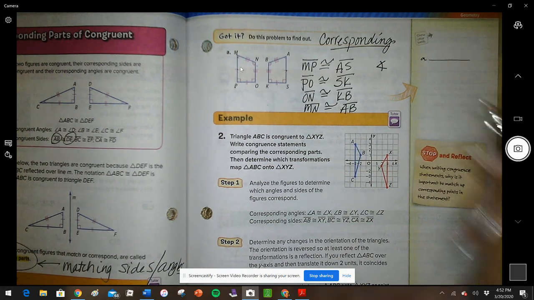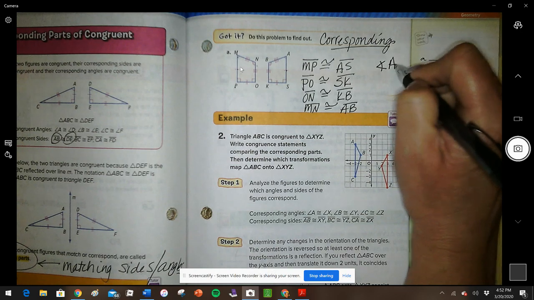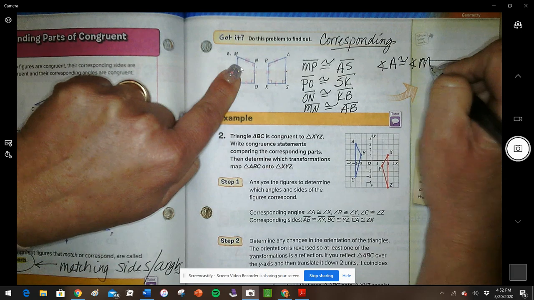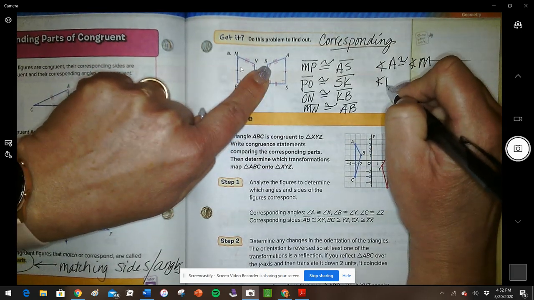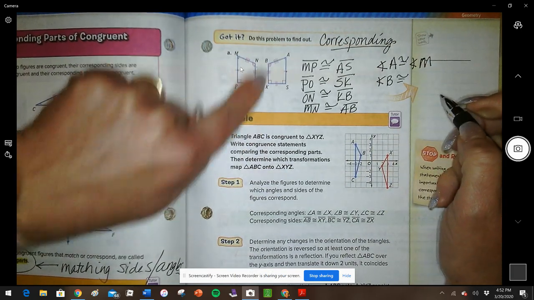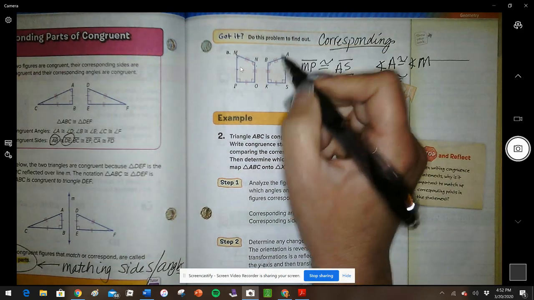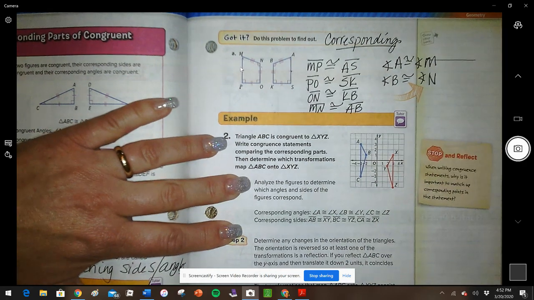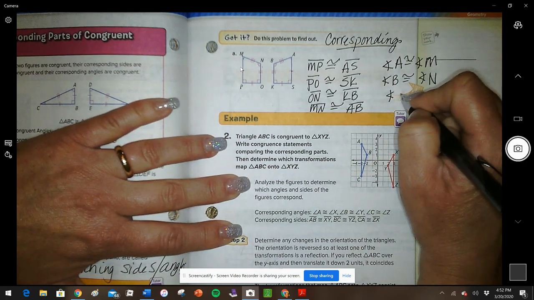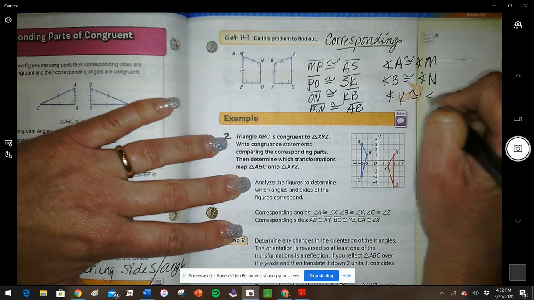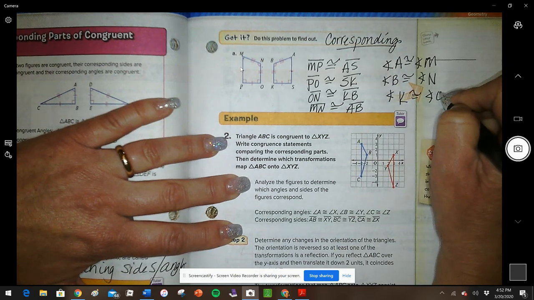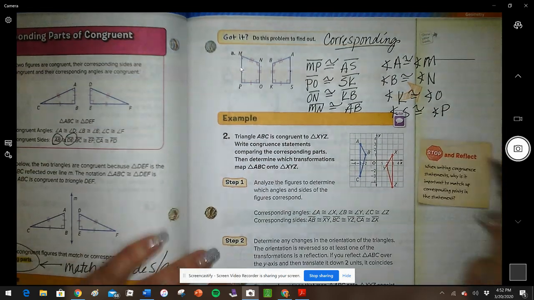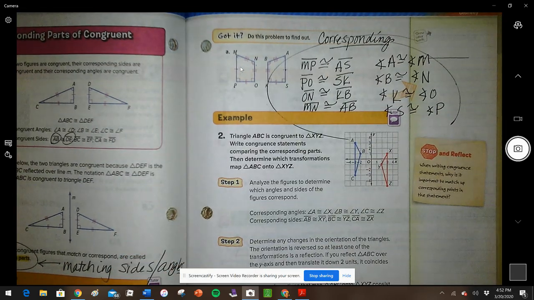Okay, and so let's see, angle A is going to be congruent to angle M. Angle B, and I'm not really sure why I decided to go AB first, but I did. Angle B has the 2 swoops, and so that's going to be equal or congruent to angle N. Angle K is congruent to angle O. And then angle S is congruent to angle P. So we got all 8 of them, okay?